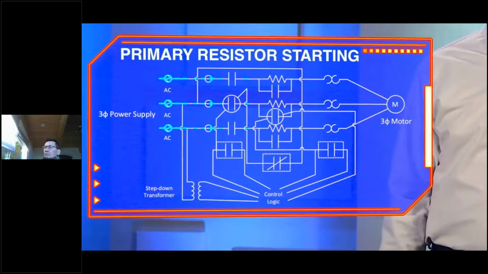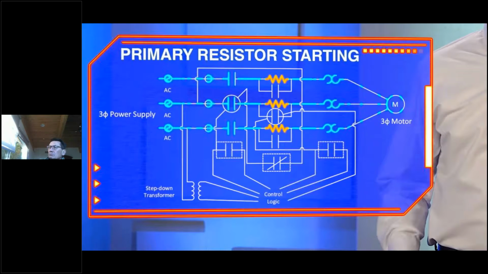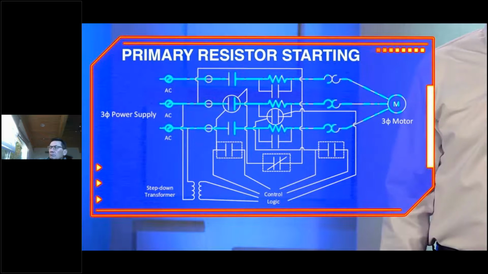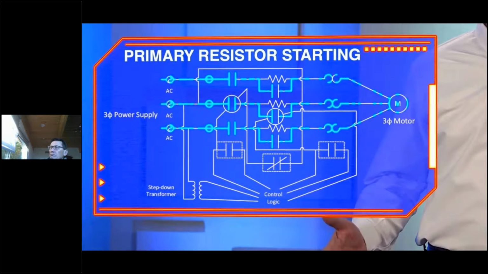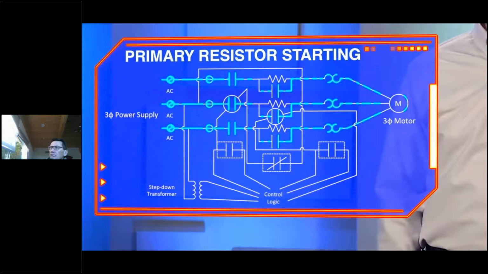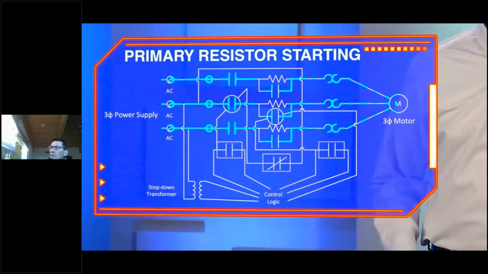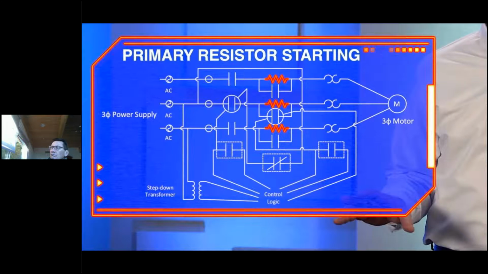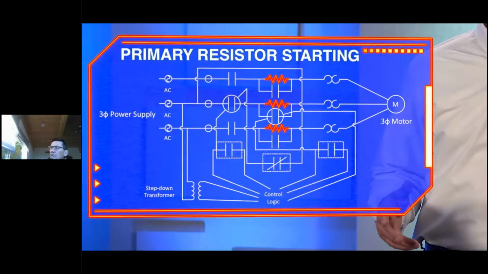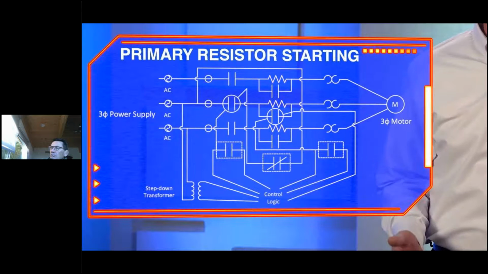Primary resistor starting uses resistors to reduce the voltage going to the motor. After a given time, the resistors are bypassed and full voltage is then applied to the motor. These resistors will get hot and have a limited duty cycle. In other words, a limited number of start-stops in a given period applies.